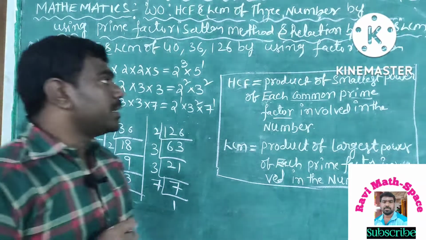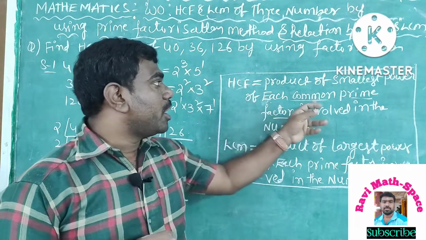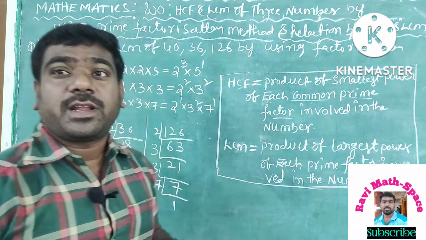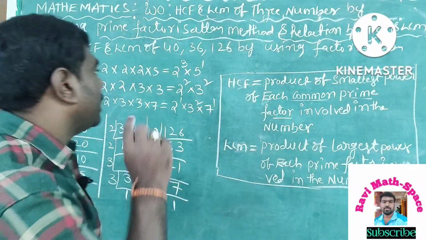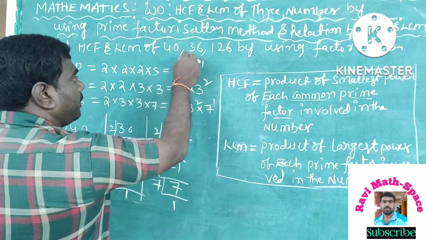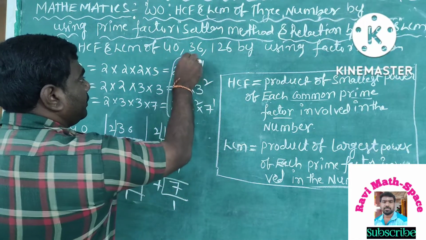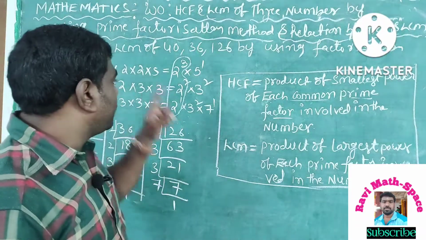HCF is nothing but the product of the smallest power of each common prime factor involved in the numbers. First we have to identify what the common factors in the numbers are. In total we have 3 numbers. Out of the 3 numbers, we have only one common factor, that is 2.